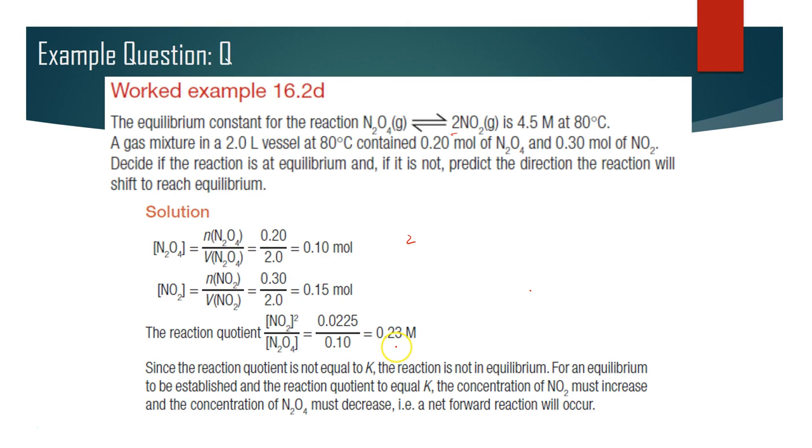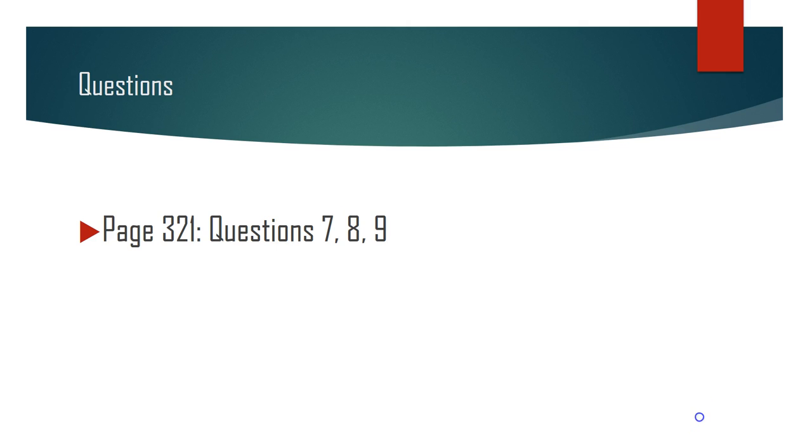Okay, so we're asked to figure out what the direction is. We're told that Kc is 4.5 at 80 degrees C. We're at 0.23, so 4.5 is much greater than that, so the reaction must proceed in the net forward direction in order for it to reach equilibrium, because 0.23 is much smaller than 4.5. So in order for us to make that number bigger, we need to increase the size of our numerator, which means we're going to favor the formation of products.